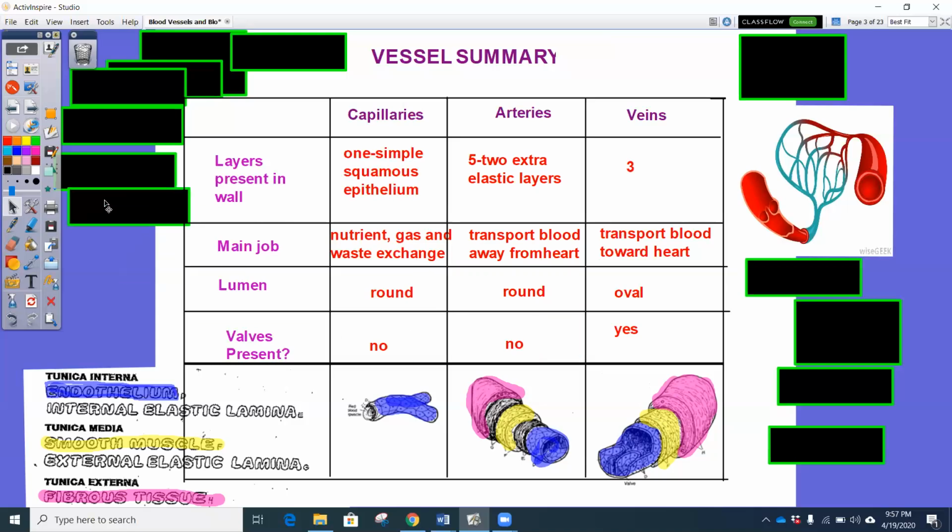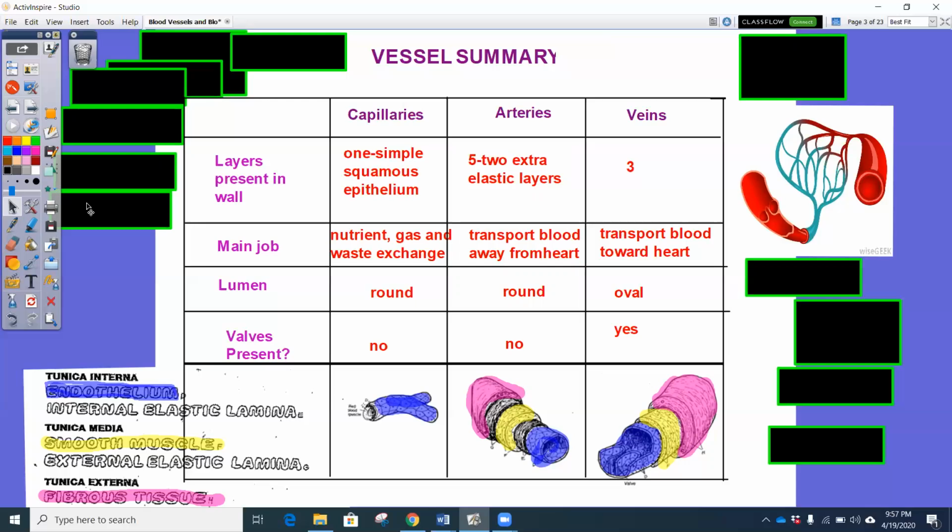And then are there valves? No. Okay, and sometimes students give me pushback on this because they'll say, well, there's a semilunar valve on the entrance to the pulmonary artery and the entrance to the aorta, and both of those are arteries. Yes, I agree. There are semilunar valves in the heart.